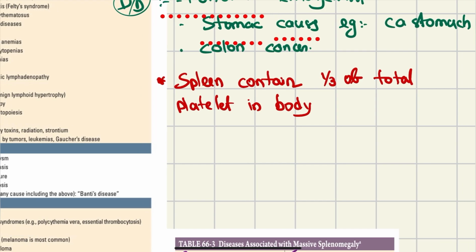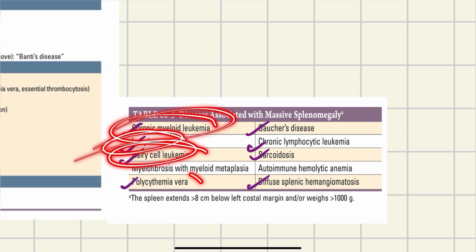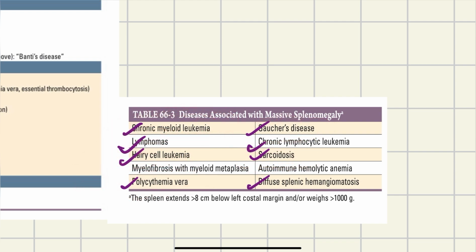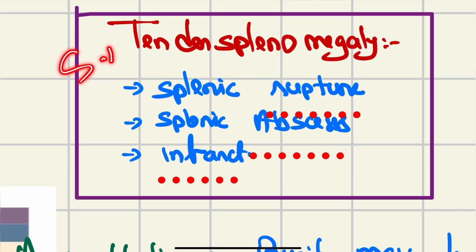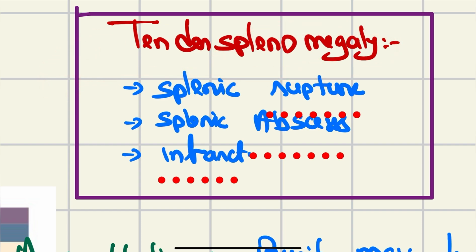In Harrison also, they mention causes of massive splenomegaly. Those include CML, lymphoma, hairy cell leukemia, polycythemia vera, sarcoidosis, Gaucher's disease, and diffuse splenic hemangiomas. If a patient presents with severe pain along with splenomegaly, then it may be due to splenic rupture, splenic abscess, or infarction, which is generally seen in sickle cell crisis.